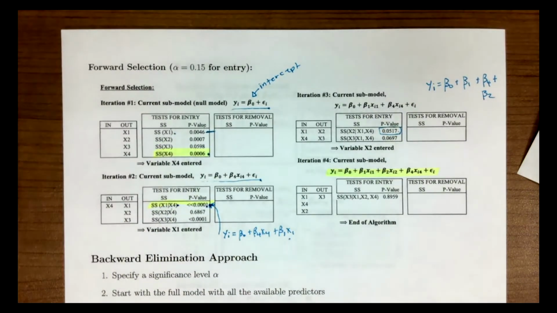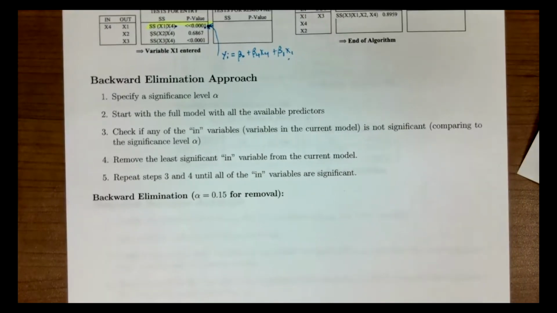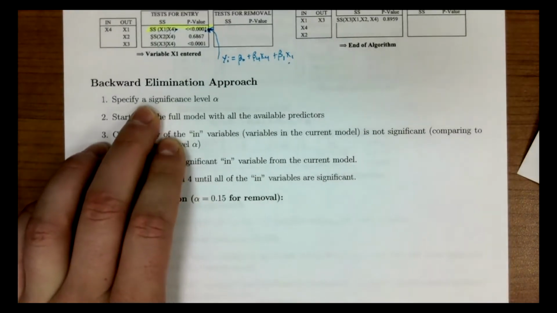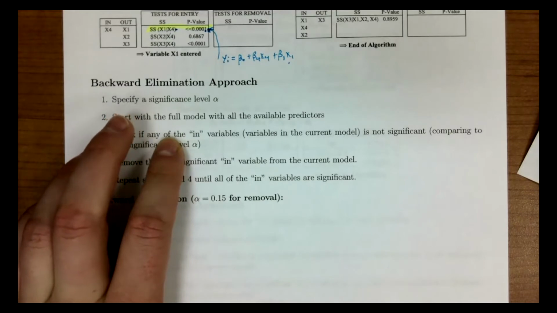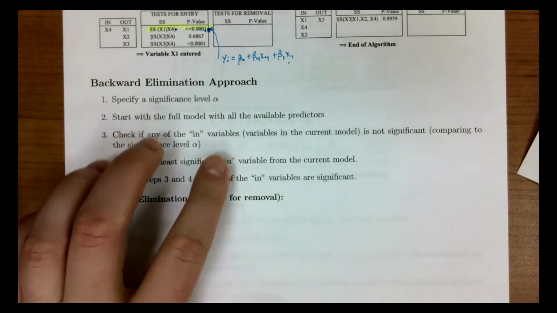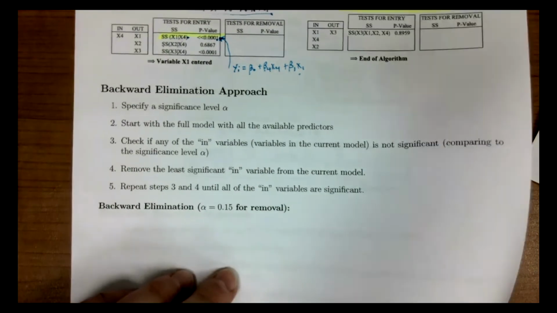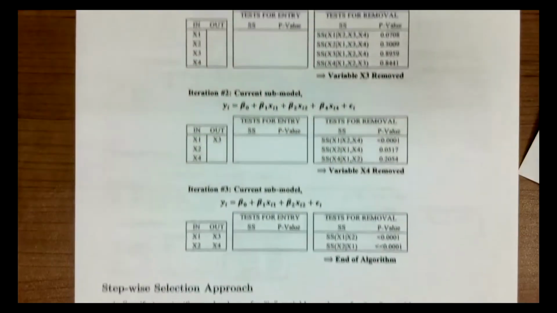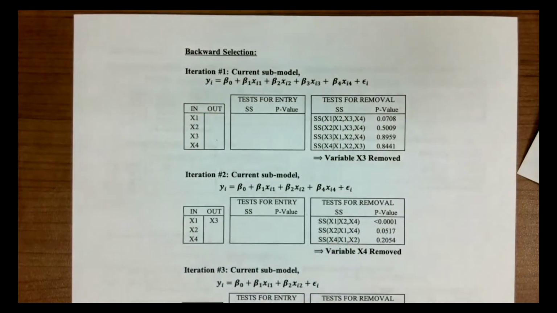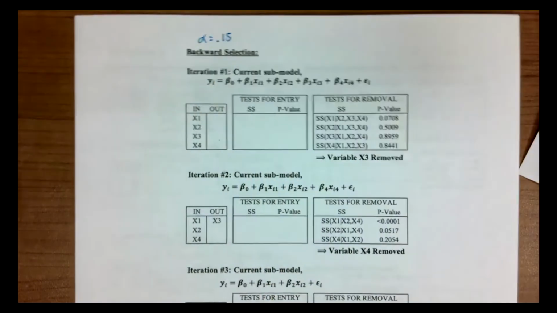Backward elimination is literally the opposite way of forward selection. So again, we're still going to have to specify our alpha, but instead of starting off with the null model, we're going to start off with the full. So we're going to start off with all the predictors in there, and then we're going to check whether they should or should not be in the model. And we're going to repeat this. So note on the other page, I wrote that our alpha is equal to 0.15 for removal.